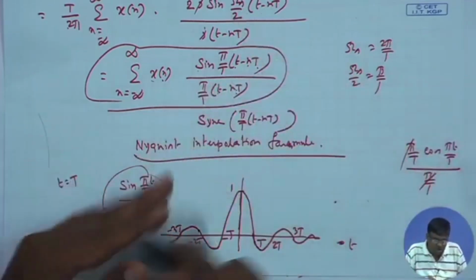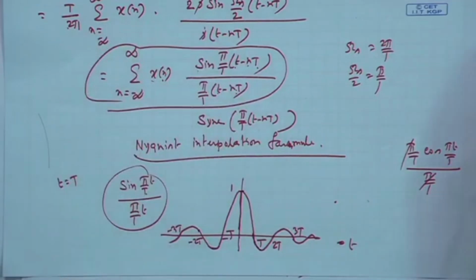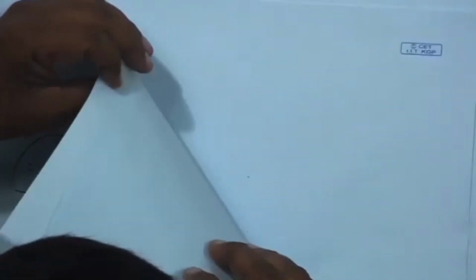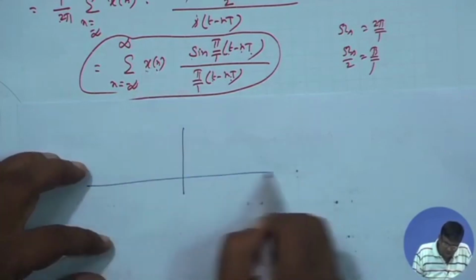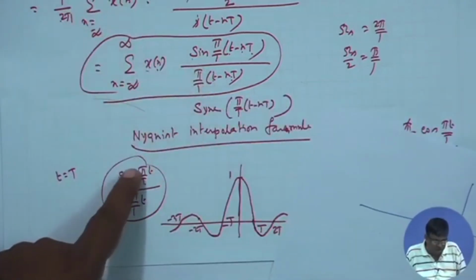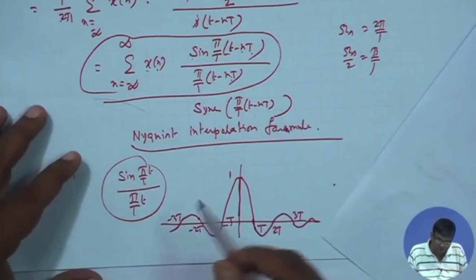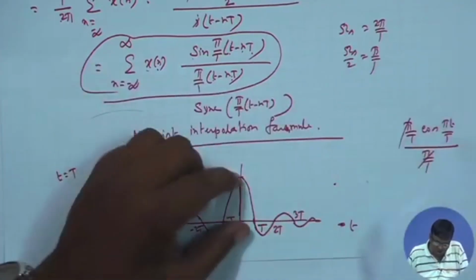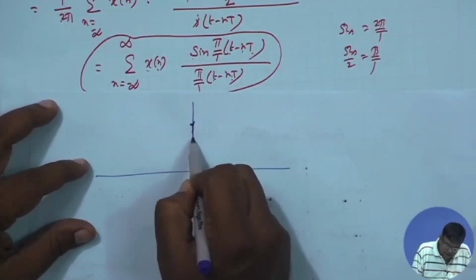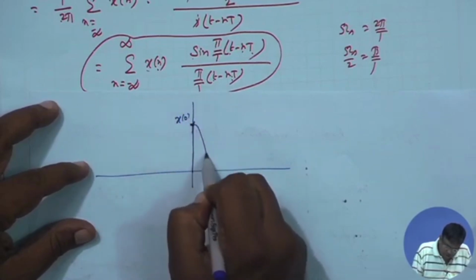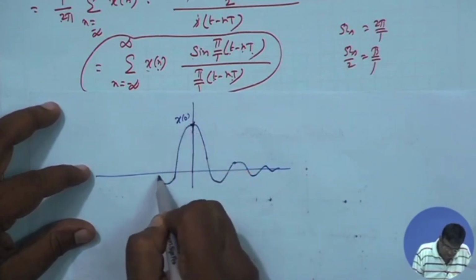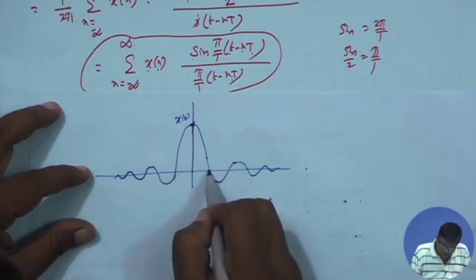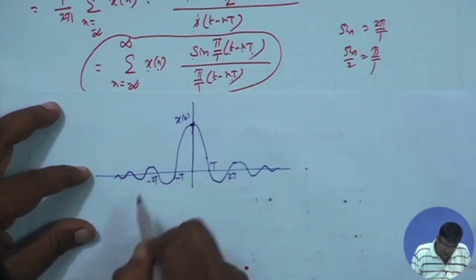Now, let us try to understand what this formula means. Nyquist formula implies, take the case of x n equal to 0. So, you have the term x 0 into sin pi small t by capital T divided by pi small t by capital T. So, this function is to be multiplied by x 0. It was 1 here, so height will become x 0, and then it will be like this. This is t, 2t, minus 2t, 3t like that.